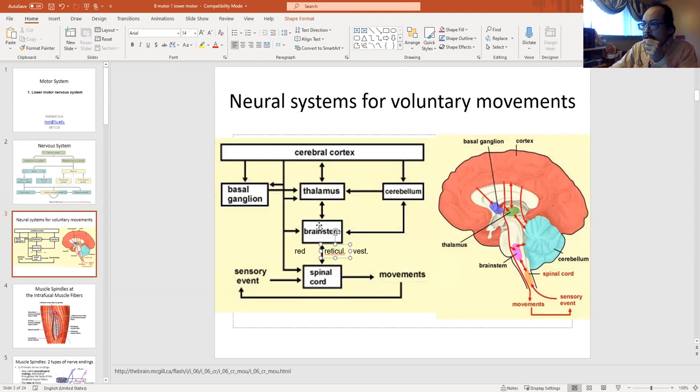And so that's these two portions. Now, another portion that's kind of like a background calculation is this circuit. This circuit involves the cerebral cortex, basal ganglia, and thalamus. These circuits involve the calculation and the planning. Any movement, even though you probably think it's simple, just picking up a pencil, involves so many things.